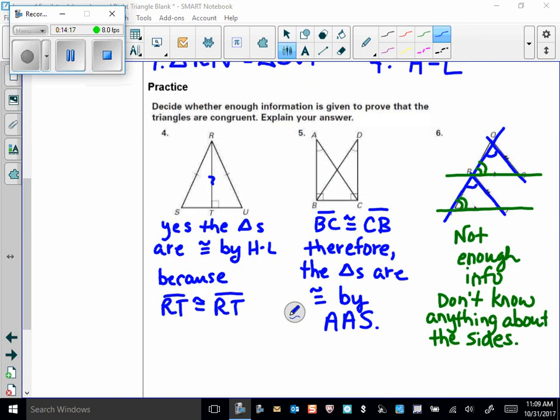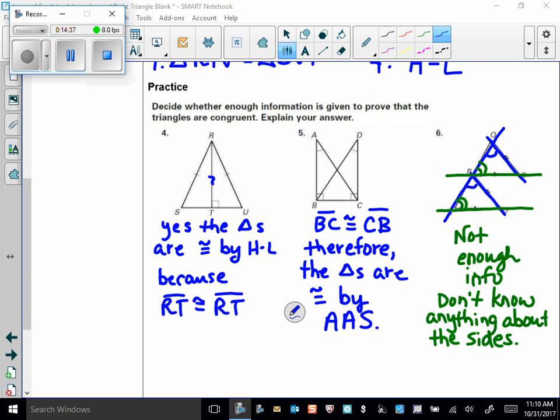Here are the solutions for the 3 practice problems. I can see in number 4 that if I were doing a proof, of course I would have to say that the 2 triangles are right triangles and that RT is congruent to itself, and then I can see that those 2 triangles are congruent by hypotenuse-leg.